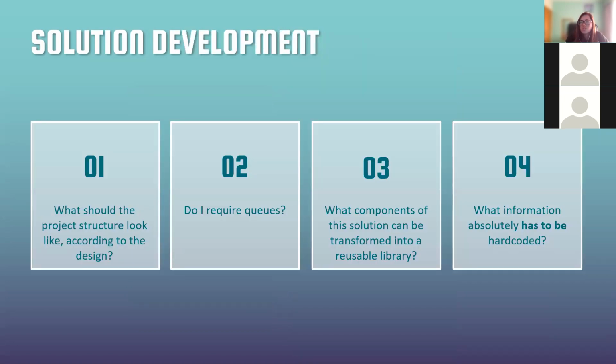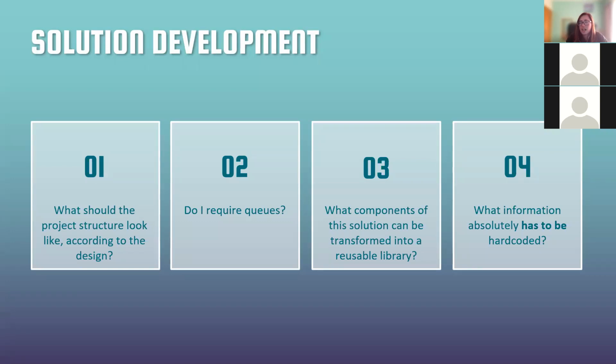Next, we move over to solution development. This also comes with its own set of questions. The first being, what should the project structure look like according to the design? And this relates to what we were just discussing with the design pattern. Is there a design pattern that is going to be used? Which design pattern is going to be used? What does it look like? What do we need in order to break the project up, and what does that structure look like?